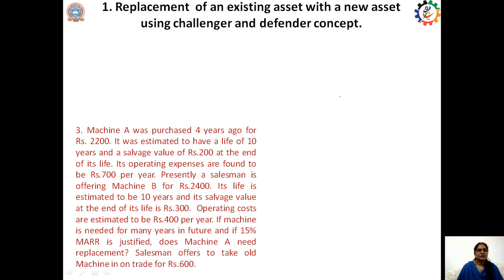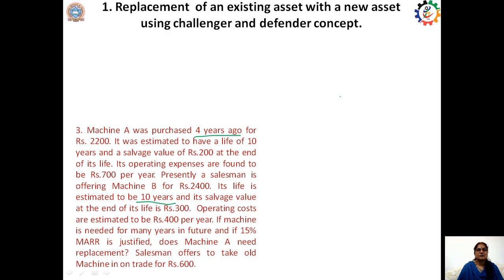Let us move on to the third problem. Machine A was purchased 4 years ago. Remember, 4 years ago is past life, should not be considered. So whatever total life there is, subtract 4 from 10 and draw in the CFD only the remaining 6 years for rupees 2,200. It was purchased 4 years ago, so that cost let us not consider. It is the past cost, cannot be changed now, only present and future.